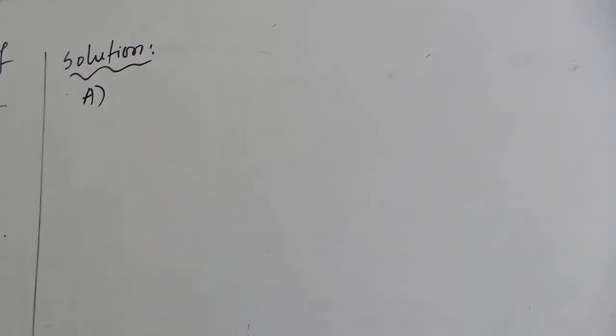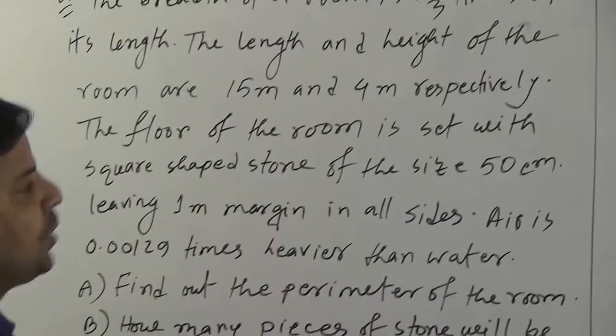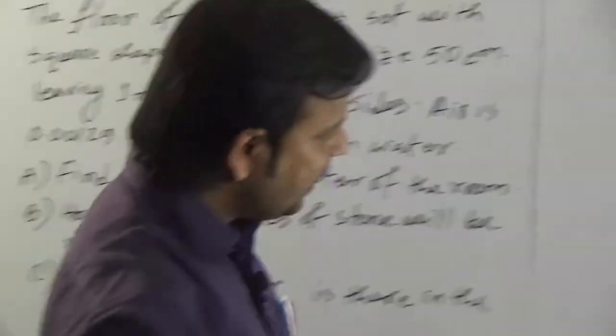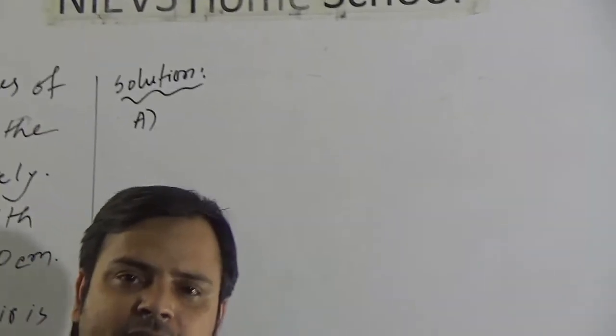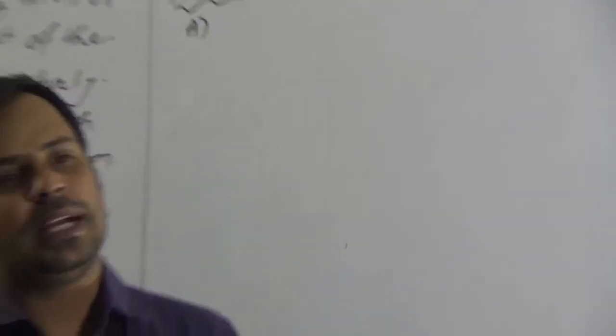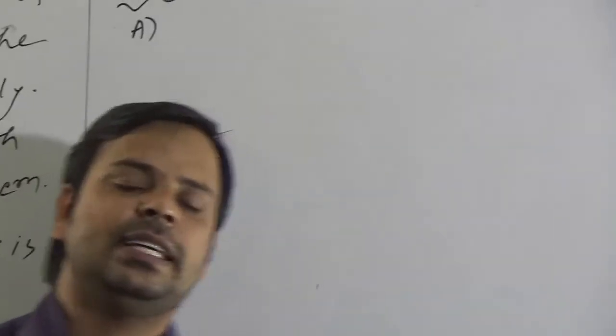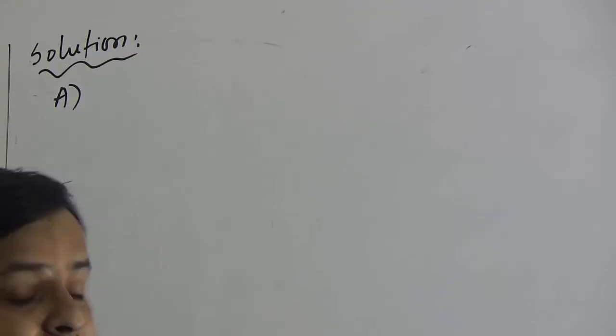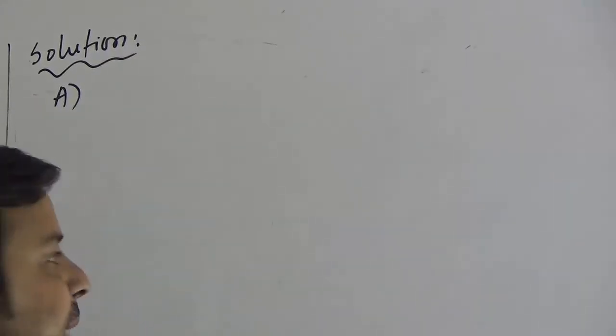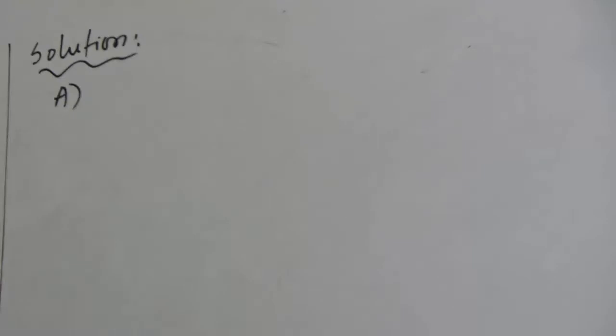Question A. Dear students, here in question A we have to find out the perimeter of the room. To determine the perimeter of the room, we need the length and breadth of the room, as the formula of the perimeter is 2 into length plus breadth. So we need the length and breadth of the room, but the breadth is not given, the length is given.